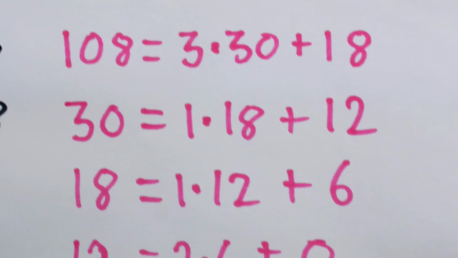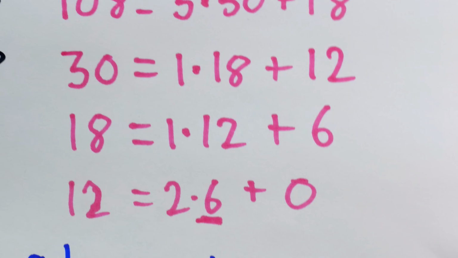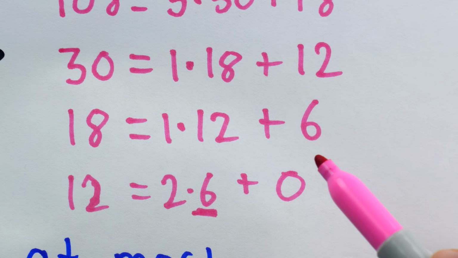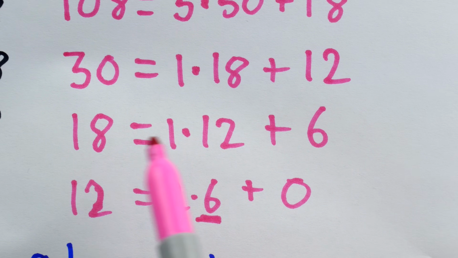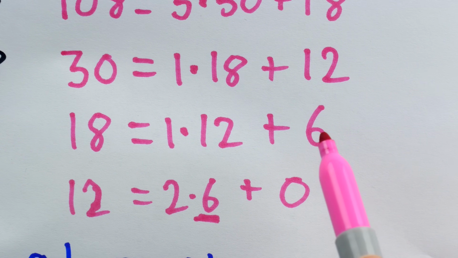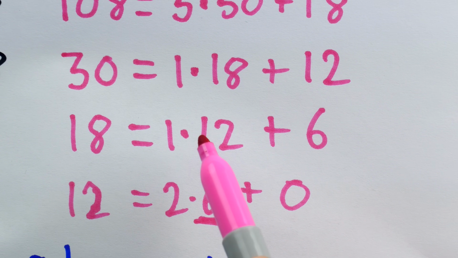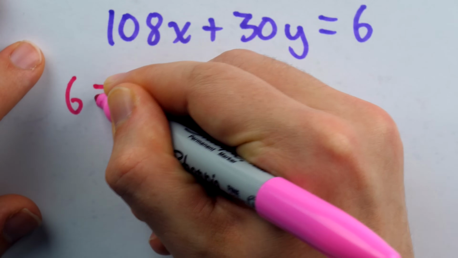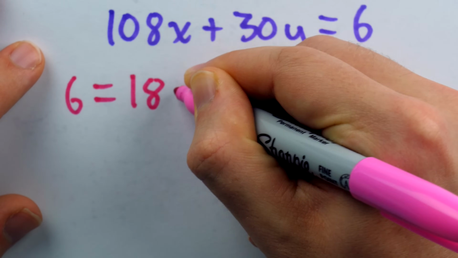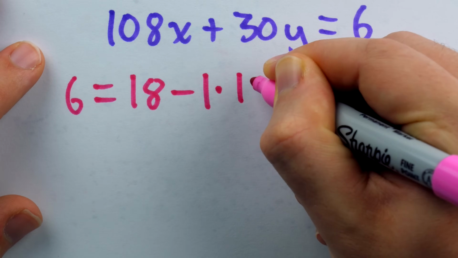So having already done it forwards with these two numbers to find the GCD, let's start doing it in reverse. Starting with this equation, we're going to get 6 by itself. Thus, subtract 1 times 12 from both sides. So we have that 6 is equal to 18 minus 1 times 12.